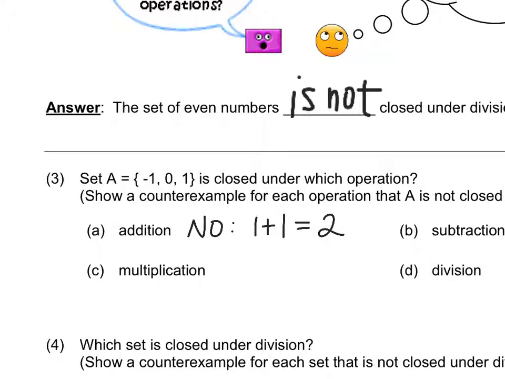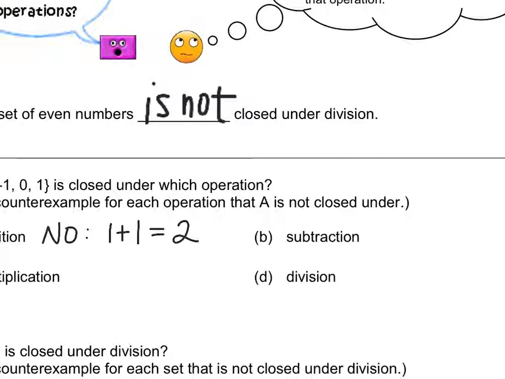1 + 1 = 2. Another one? -1 plus -1 gives us -2. So that's another possibility. All right. Is it closed under subtraction? What's my counterexample there?